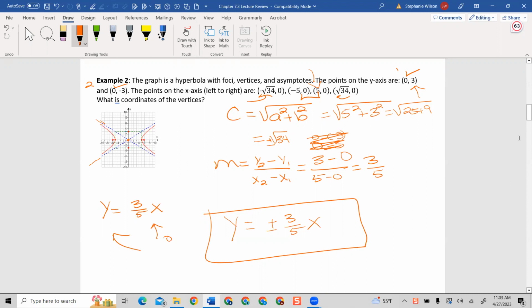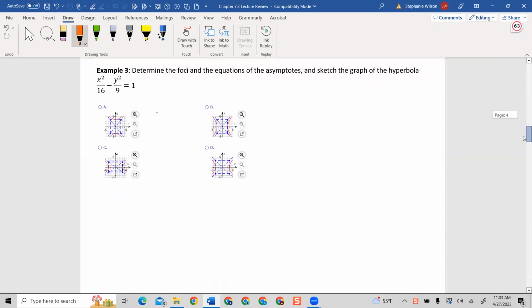Okay. Moving on. Now we're going to determine the foci and the equations of the asymptotes, and we're going to sketch the graph of the hyperbola. The graphs are already here, and we're going to pick which one. So first, I want to determine what C is in order to determine the foci.